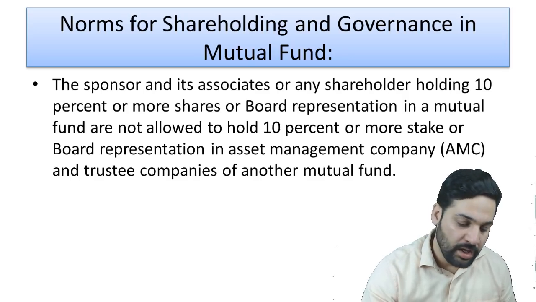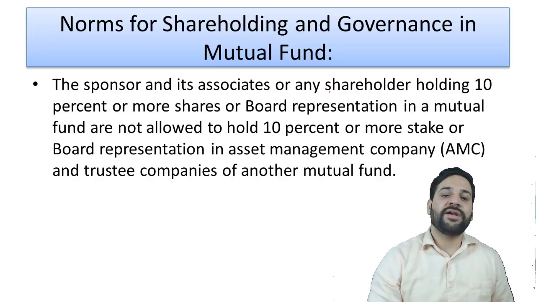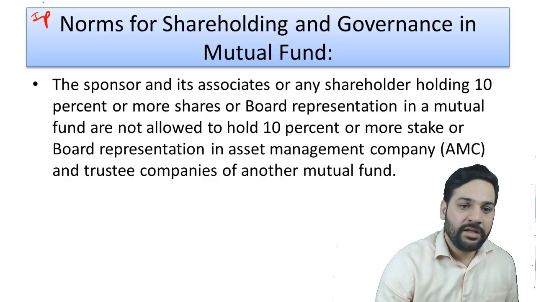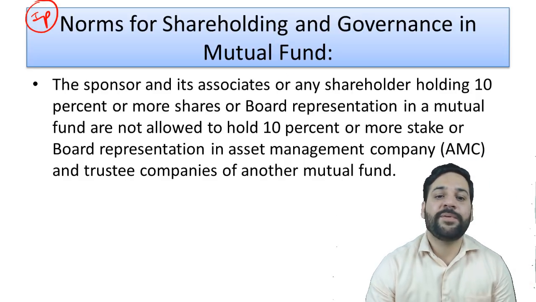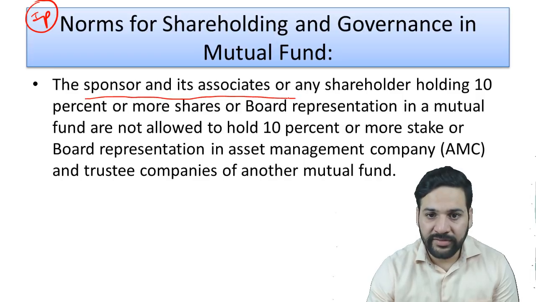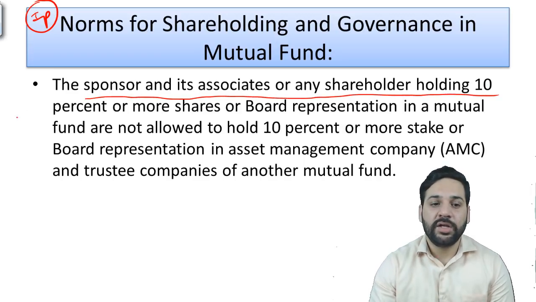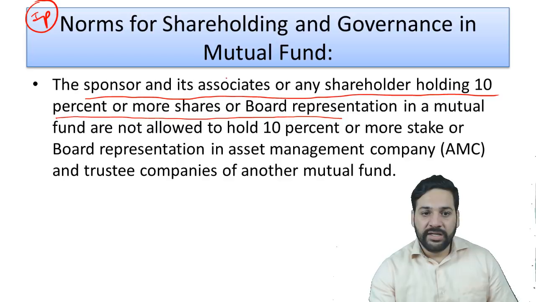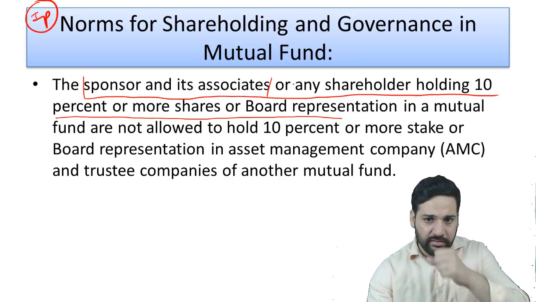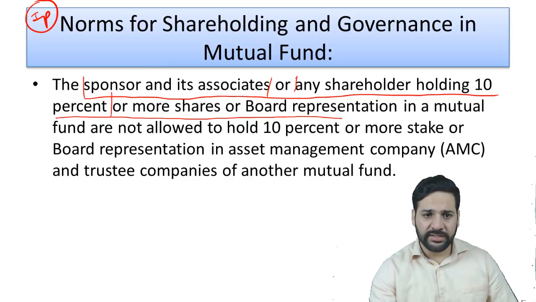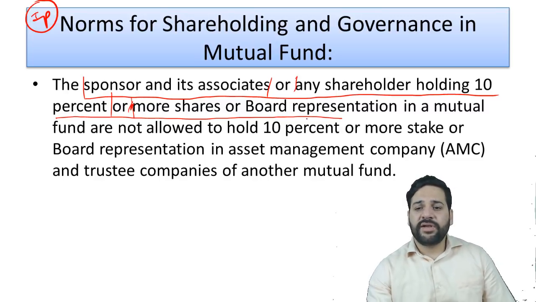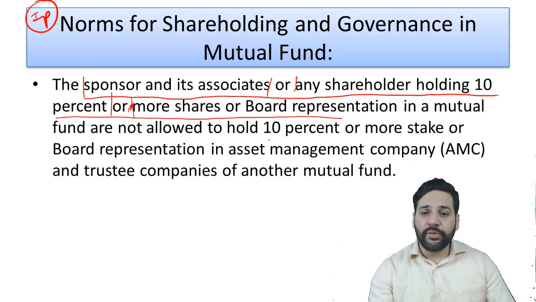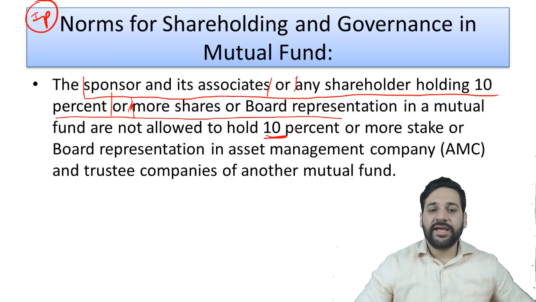Okay. So norms for shareholding and governance of mutual funds. Now that's also really important. The sponsor and its associates holding 10% or more. Read this carefully. The sponsor and its associate or any shareholder holding 10% or more shares or board representation. These are different. Anybody holding 10% or more shares or board representation in a mutual fund is not allowed to hold 10% or more stake or board representation in the AMC.